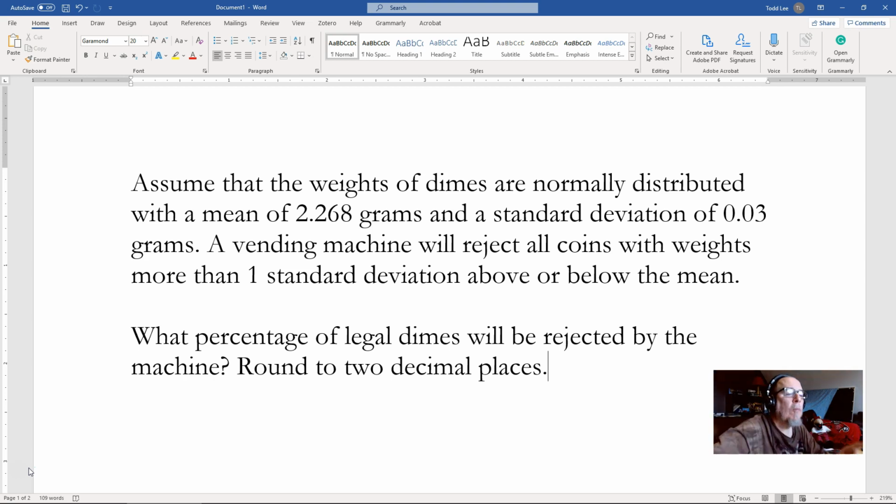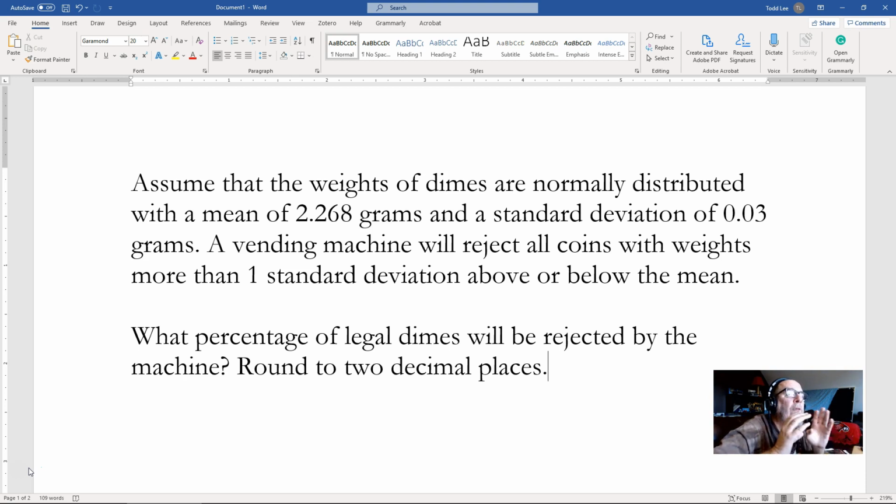Now, since this is normally distributed, well, we should read what it asks. Duh. That's rule number 1, I guess, or 0. What percentage of legal dimes will be rejected by the machine? Round to 2 decimal places, meaning it just wants a simple percentage, because like 68% is 0.68, so that's 2 decimals. So let's think about this.